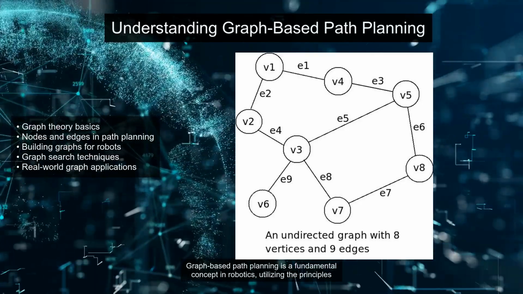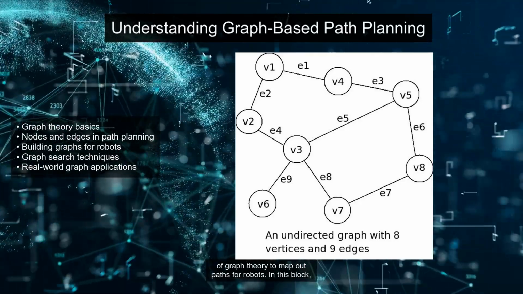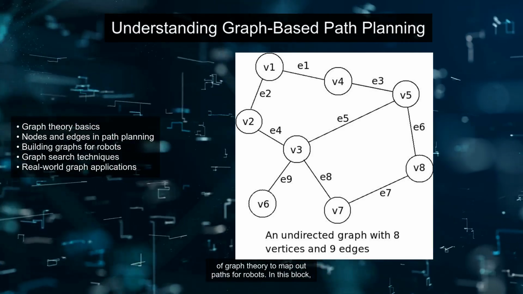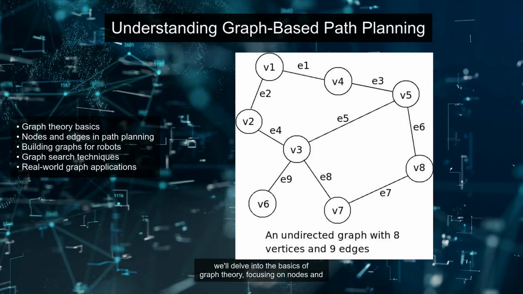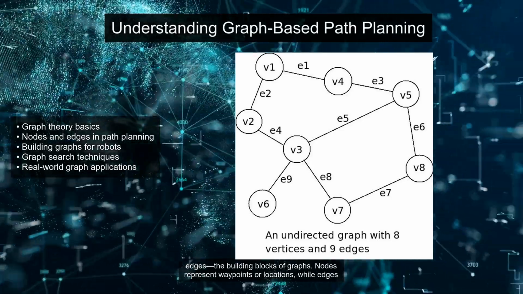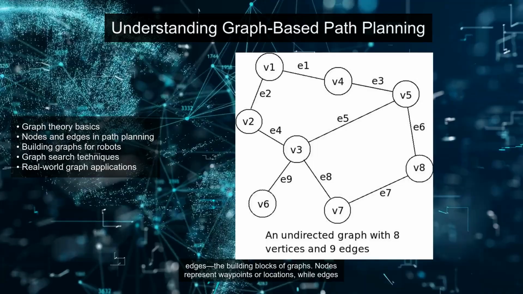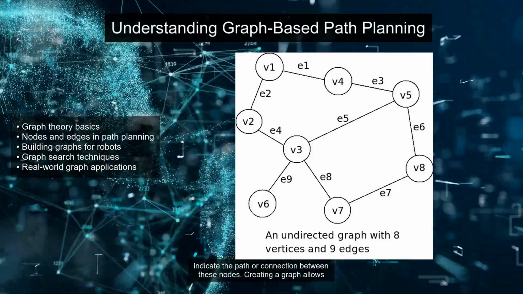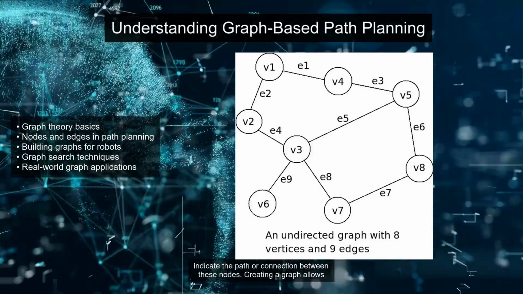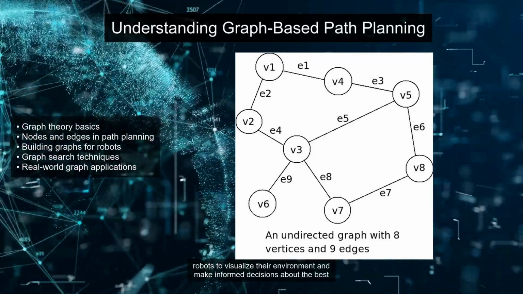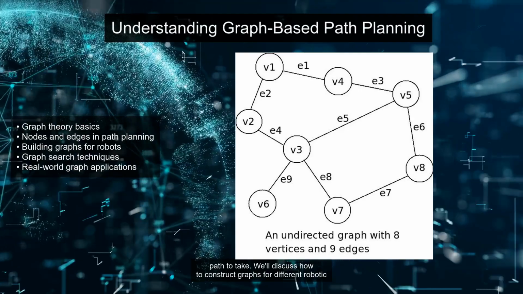Graph-based path planning is a fundamental concept in robotics, utilizing the principles of graph theory to map out paths for robots. In this block, we'll delve into the basics of graph theory, focusing on nodes and edges, the building blocks of graphs. Nodes represent waypoints or locations, while edges indicate the path or connection between these nodes. Creating a graph allows robots to visualize their environment and make informed decisions about the best path to take.